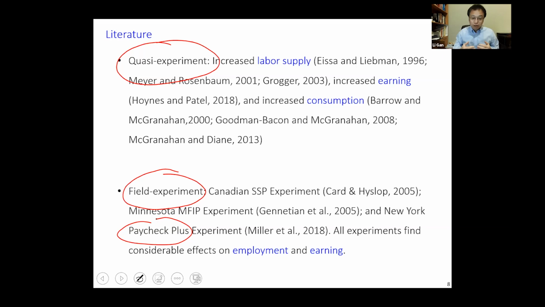So basically, it did stimulate. Obviously, the intensity differs a little bit, but it did have a positive effect on employment and earnings.